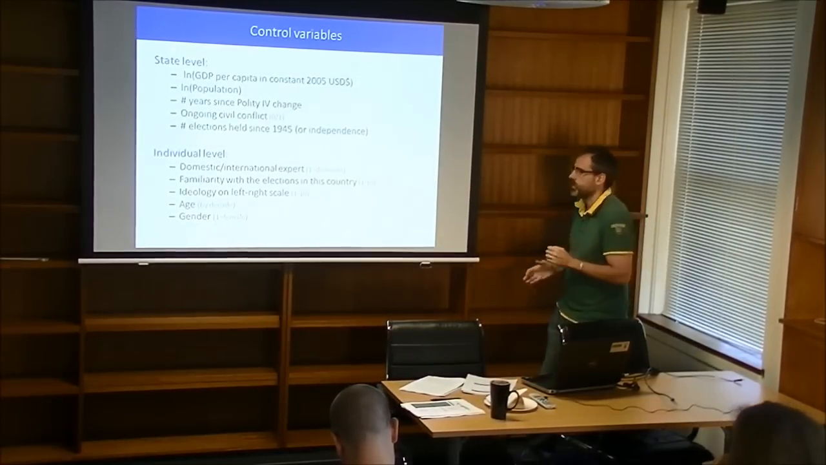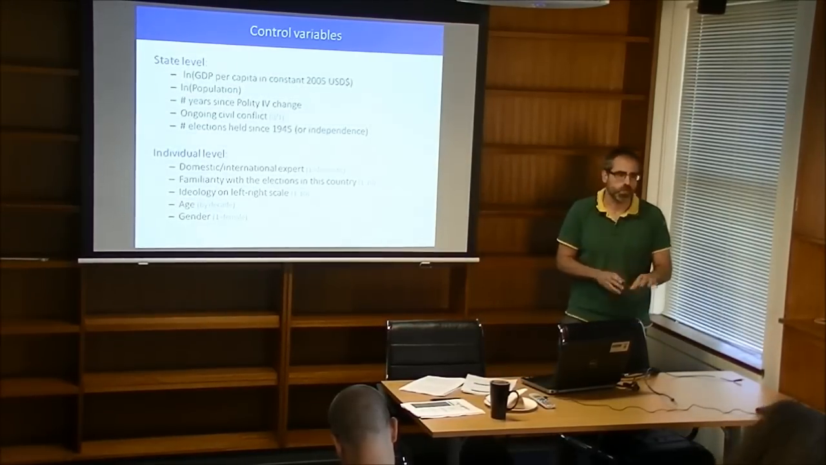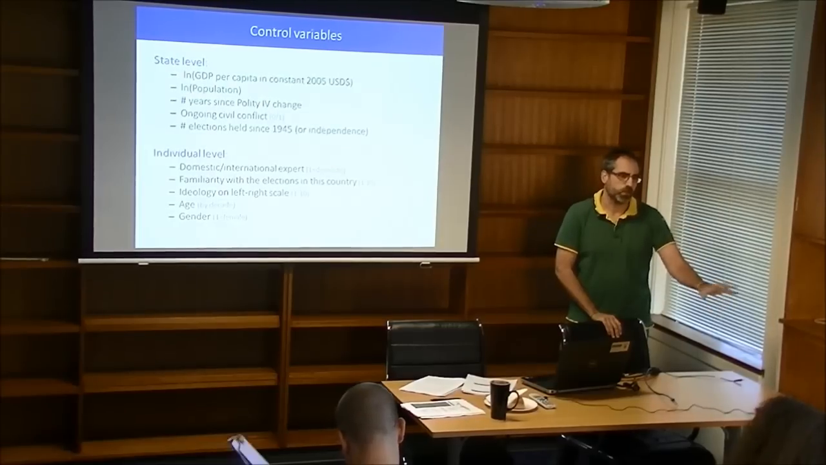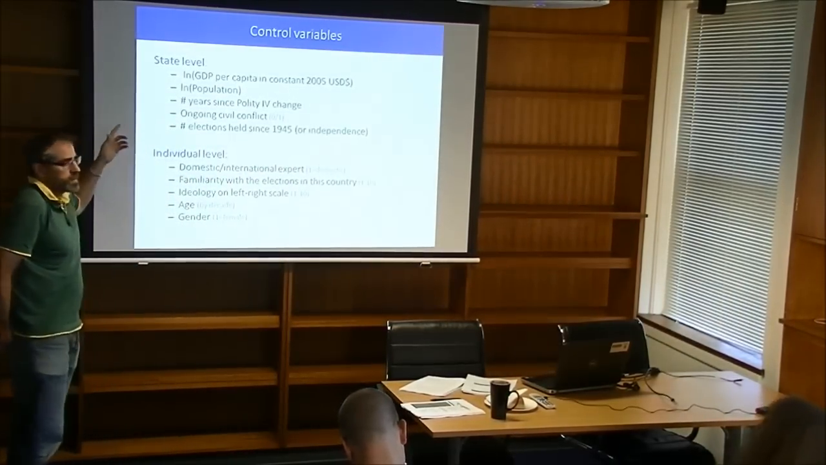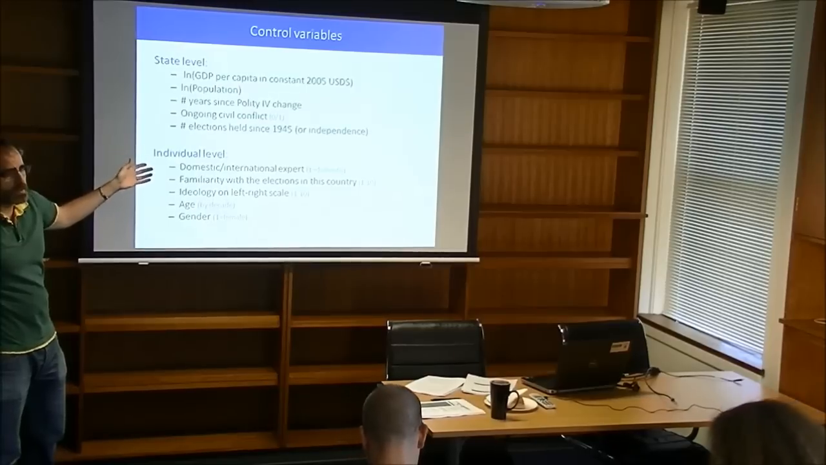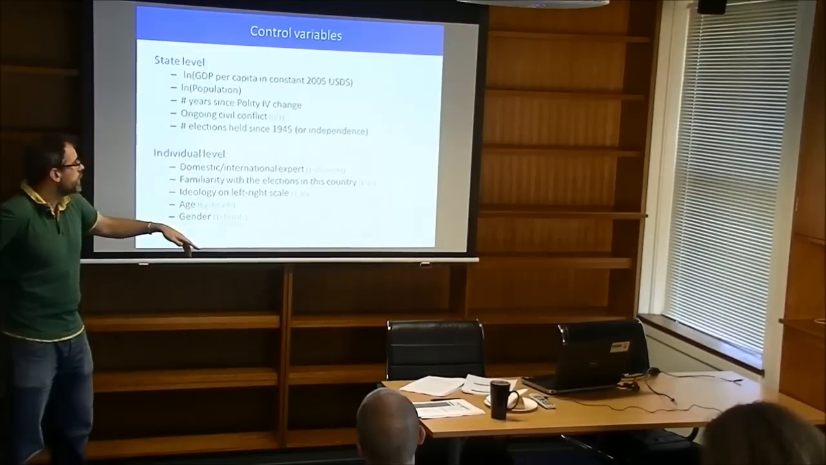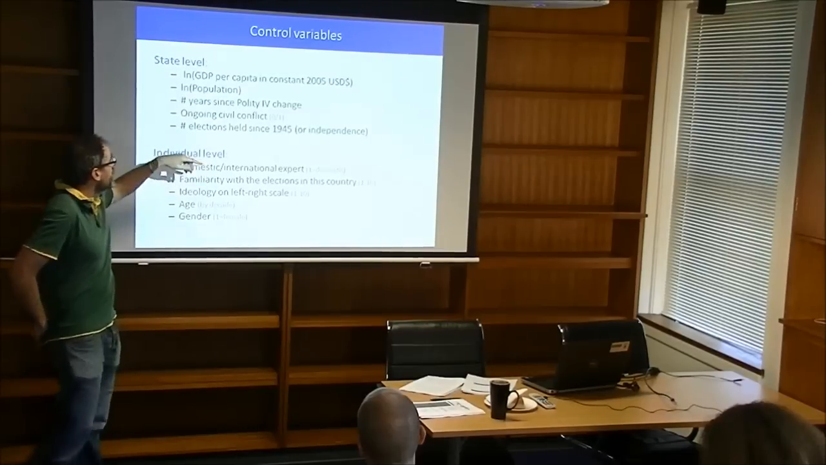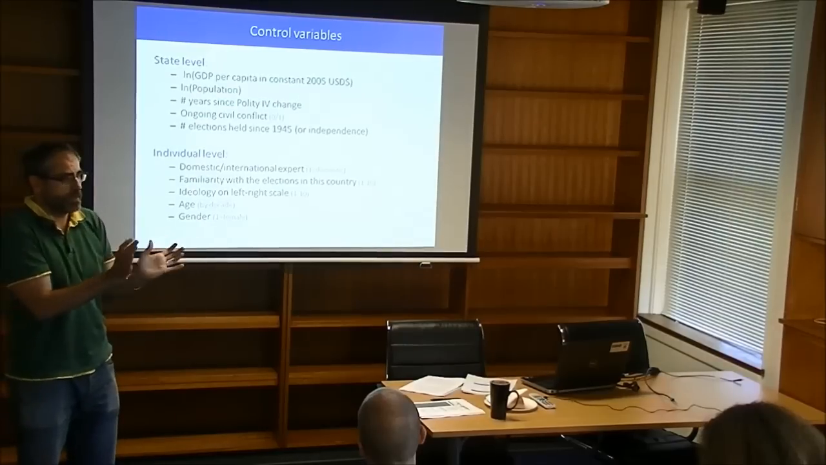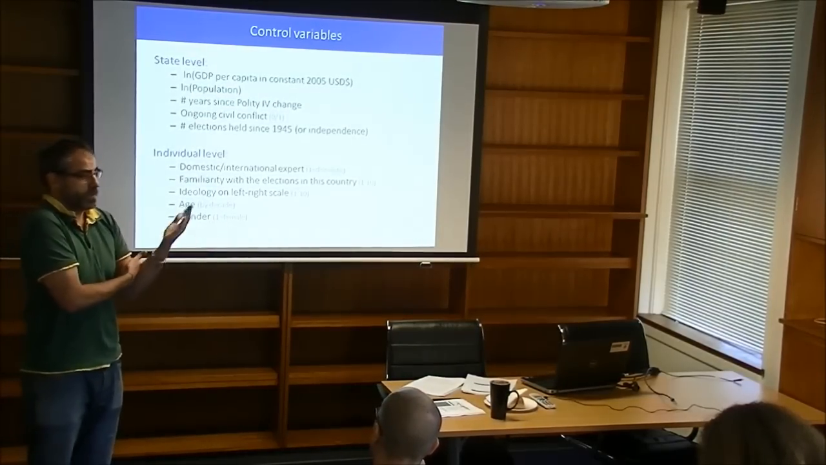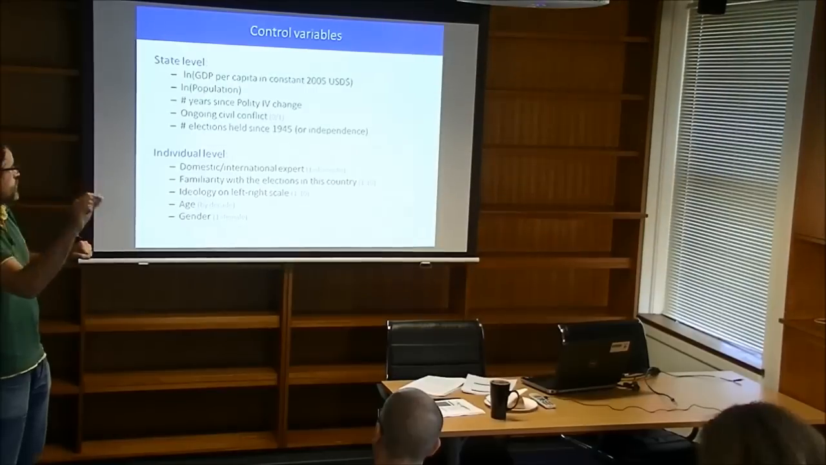The second part is the controls that we're going to be using, which are going to be at both the state level and the individual level, right? So at the state level, we're going to be using the GDP per capita in constant terms since 2005, that's the standard in the literature, and this is what you'll see in Birch and also in Pippa Norris's work and some others. We're also using the logarithm of population. Then the number of years since Polity 4 changed. Polity 4, I'm assuming that everybody knows what it is, it's very similar to Freedom House. So if you don't have Freedom House, you can use Polity, it doesn't matter which one we use, but just the changes, all right? So if it changes from 6 to a 7, etc.